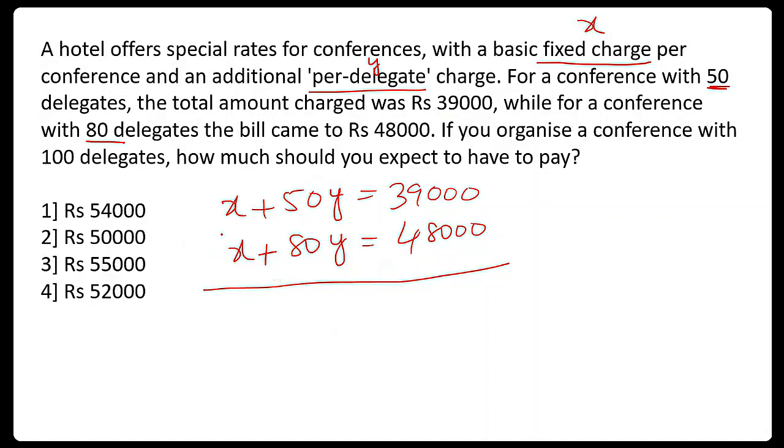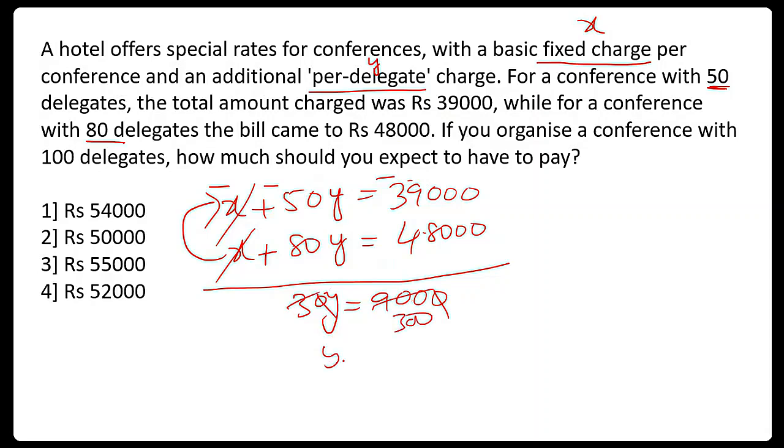So I'm subtracting the first equation from the second. While subtraction, the signs get changed, so plus X minus X gets cancelled. 80Y minus 50Y, 30Y, is equal to 48,000 minus 39,000, 9,000. You can cancel 0 on both sides, so 3 ones, 300. So we got the Y value as 300. Substitute Y in any equation, you'll get X.